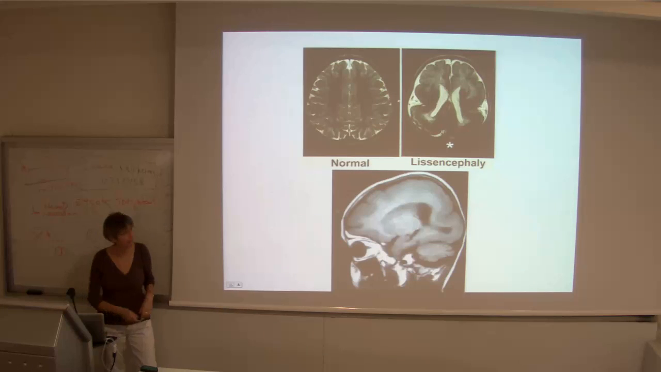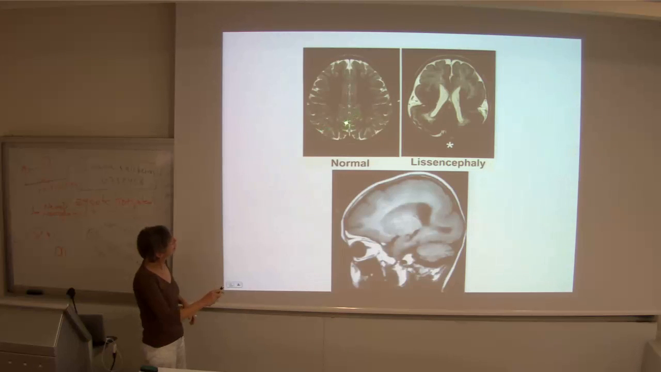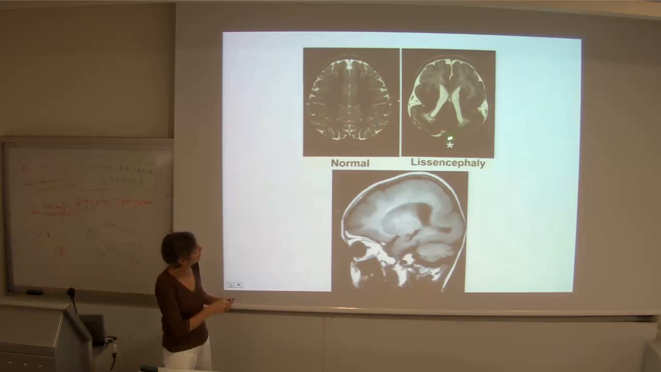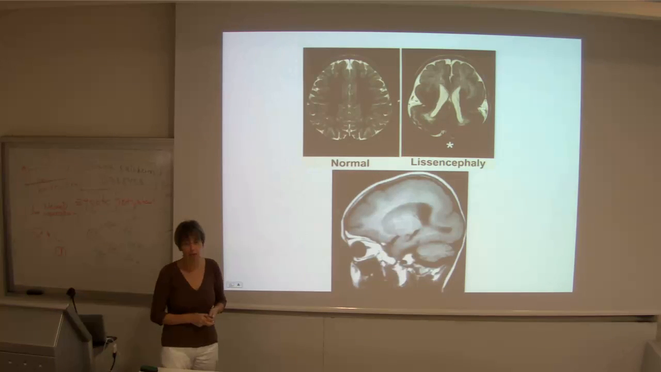Look at this. Here you have a normal brain. Obviously, white matter outside. And you see here all the convolutions. These are the gyri, and these are the sulci, the invaginations. Look at the lissencephalic brain. You see? Barely convoluted. But also to the old people it looks very similar.